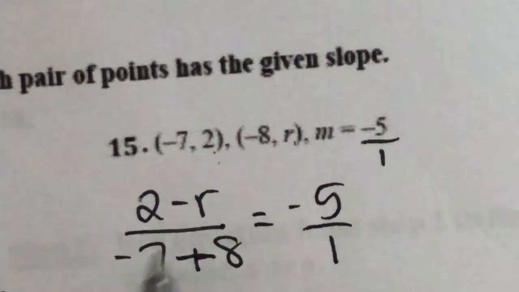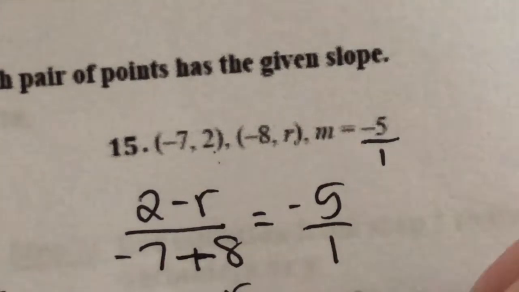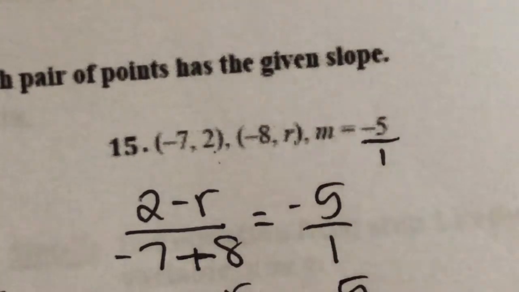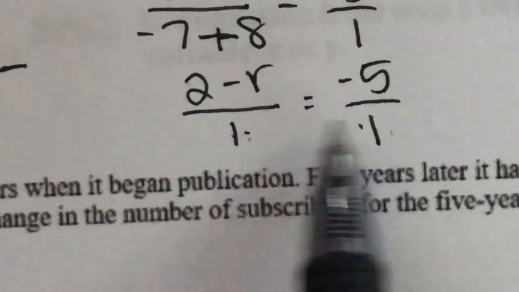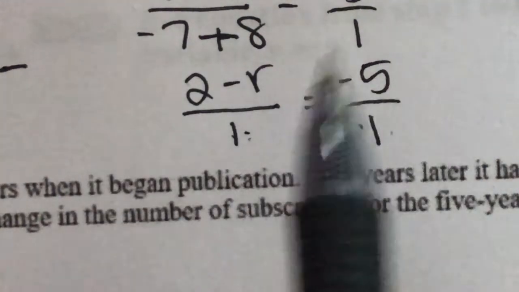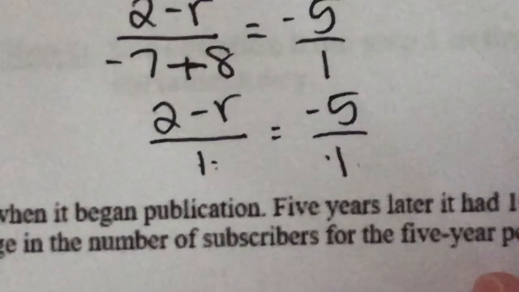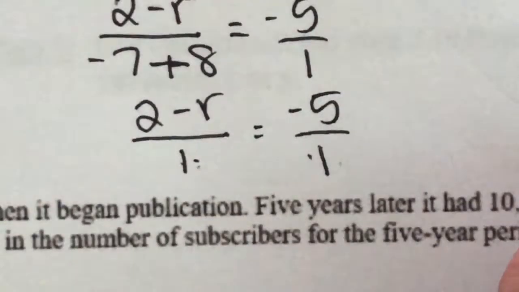Okay, so now negative 7 plus 8 is 1, so I get 2 minus r over 1 equals negative 5 over 1. Since both of these bottom numbers are 1, they have the same denominator, that means the tops have to be the same. So I'm just not going to worry about cross multiplying, and I'm just going to set 2 minus r equal to negative 5.